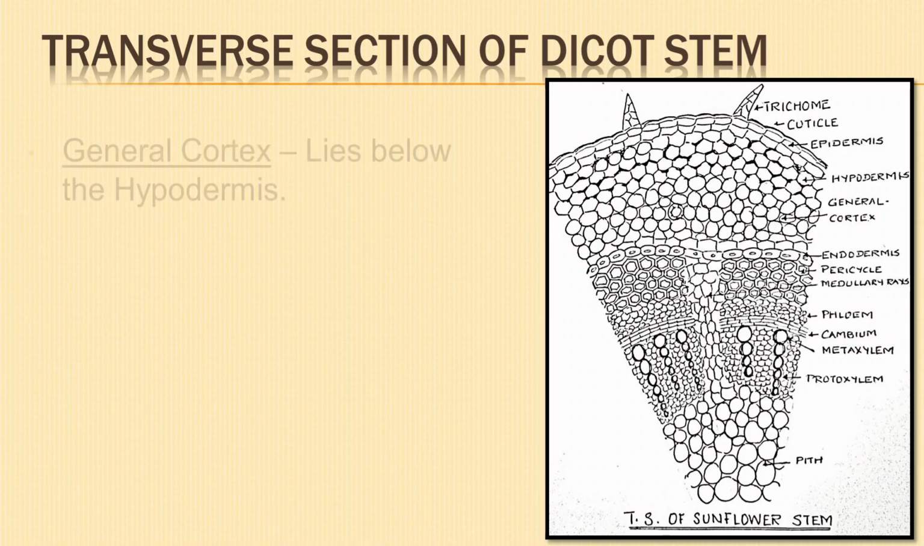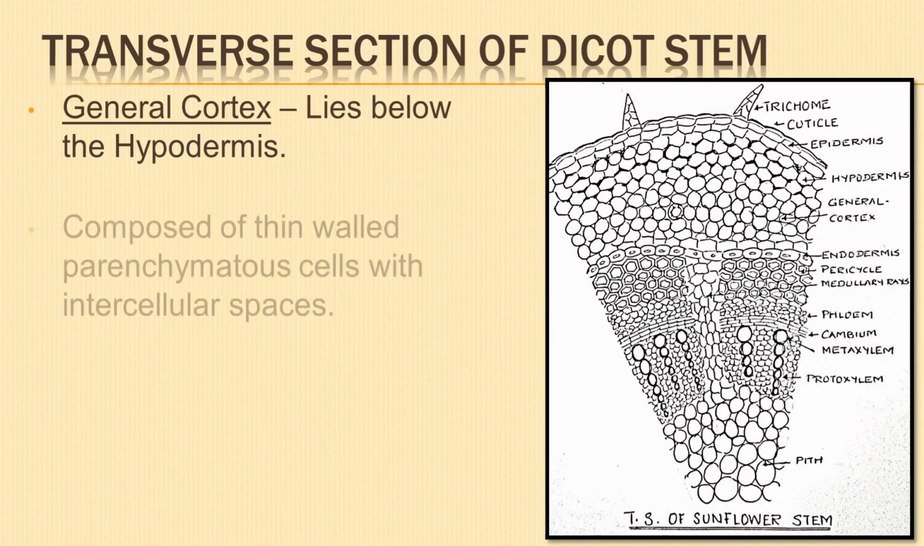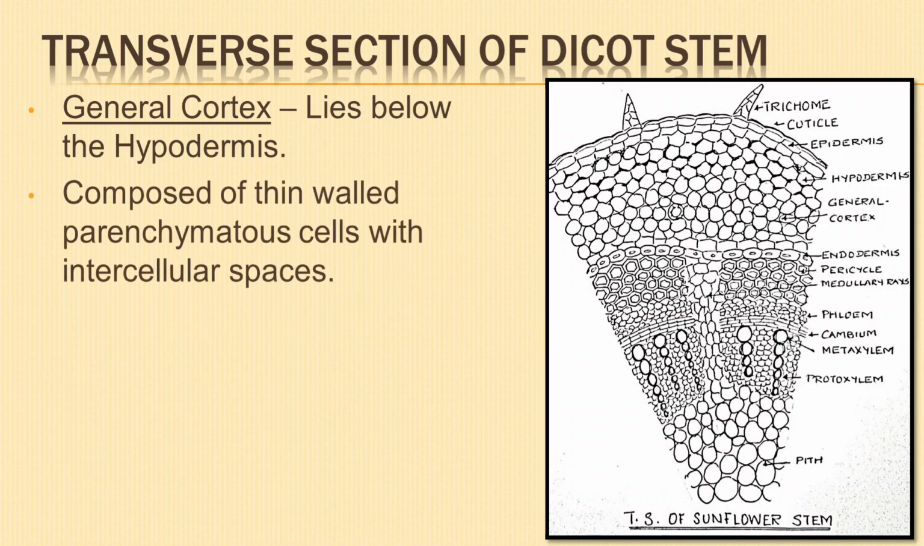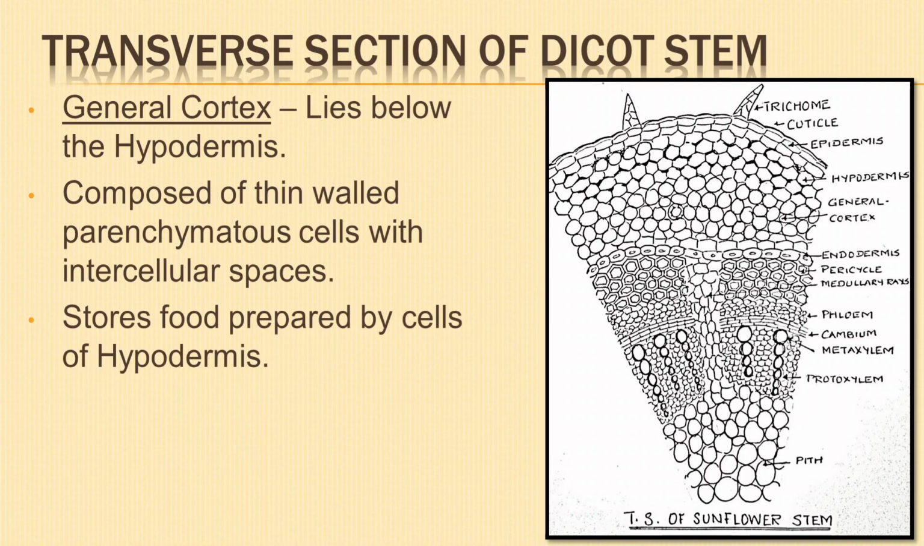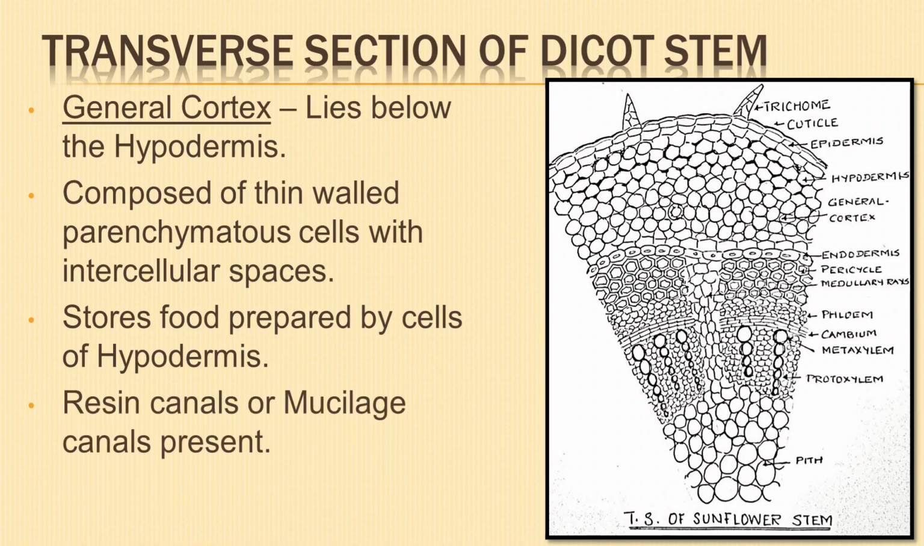Next is the general cortex. It lies below the hypodermis. The general cortex region is composed of few layers of thin-walled, rounded or oval parenchymatous cells arranged loosely with adequate intercellular spaces. The cells of this region store the food prepared by the cells of the hypodermis. Here and there, the general cortex shows the presence of resin canals or mucilage canals.